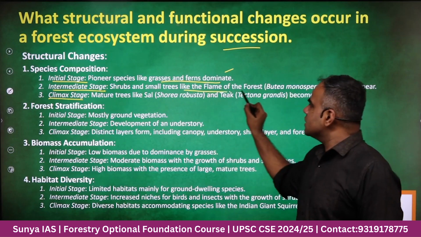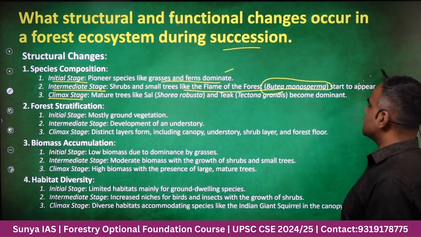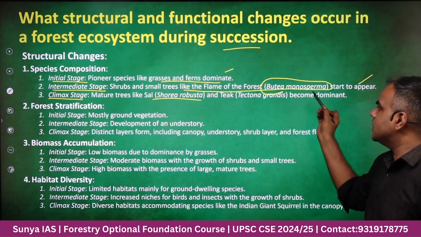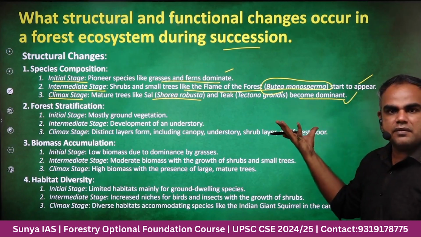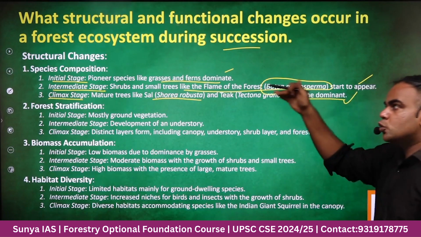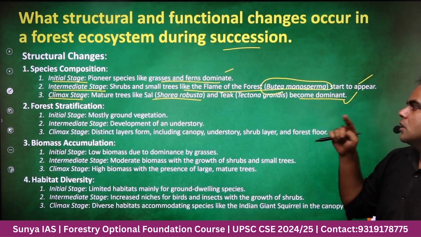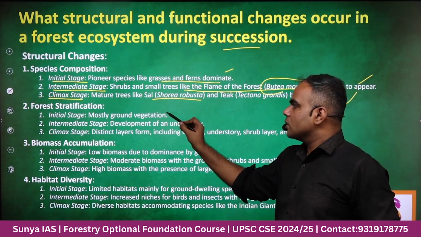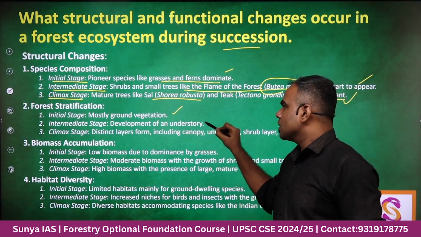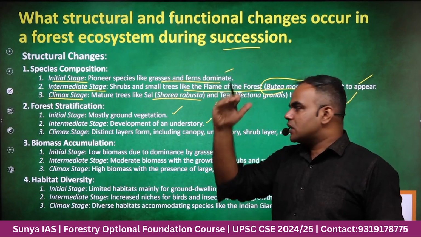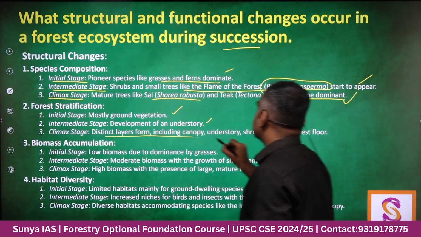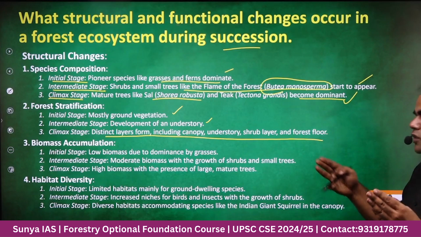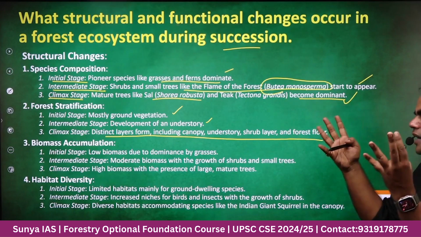Intermediate, you have small trees, like the flame of the forest, Butea monosperma, which starts to appear. Climax stage, you have the mature trees like sal, Shorea robusta, and teak, Tectona grandis. This is a very decent example. In fact, you can also draw a diagram, but this is just the species composition. Forest stratification: imagine how the layers of the forest will come up. Initial stage, mostly ground. In the intermediate stage, understories will develop, but in the climax stage, distinct layers will form, including canopy, understory, shrub layer, and the forest floor. Everything will be there. This is how the structure changes.